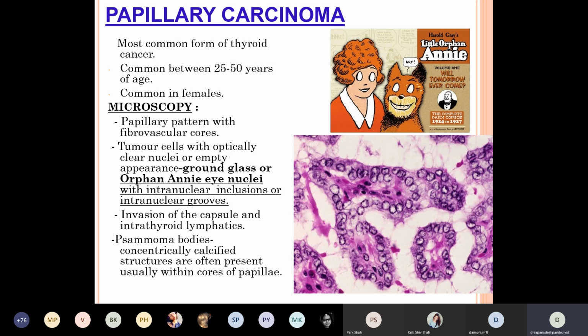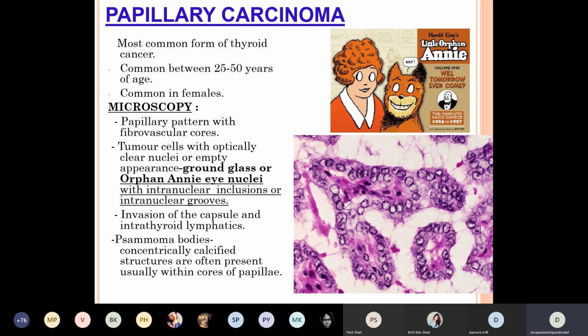So what is Orphan Annie? There was a comic character you can see above. The eyes are clear, only the margin is visible. So for papillary carcinoma, you should write Orphan Annie eye nuclei. That is very important. Papillary projections are lined by tumor cells, which have clear, empty-looking nuclei, and there will be intranuclear inclusions. There will be purple dots present in the nucleus; that is called an inclusion. Intranuclear inclusions and intranuclear grooves will be present in the tumor cells. Where are the tumor cells? They are the lining of the papillary fronds.